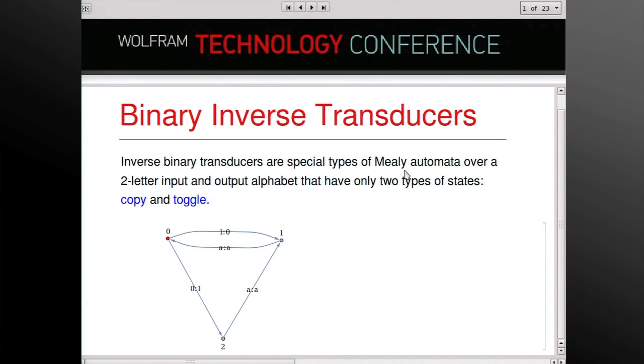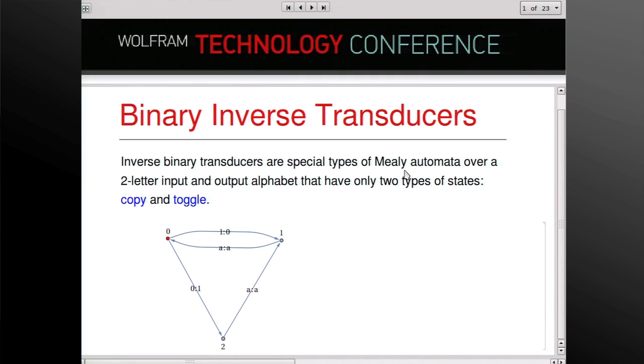So these machines take a bit stream as input and return a bit stream as output. Internally they have states, and there's only two types of states. The copy state simply takes an input bit and immediately writes it to the output. And then there are toggle states, which take an input bit, flip it, and then write the flipped bit to the output. And that's all there is, there's nothing else.